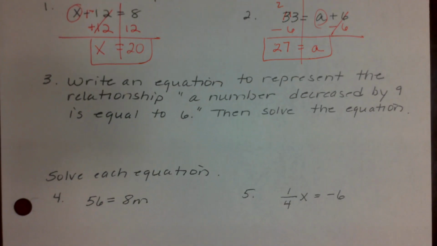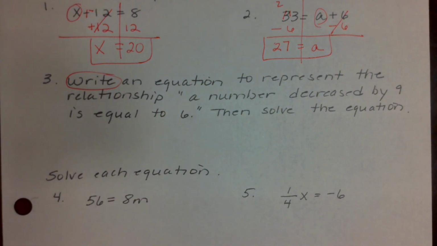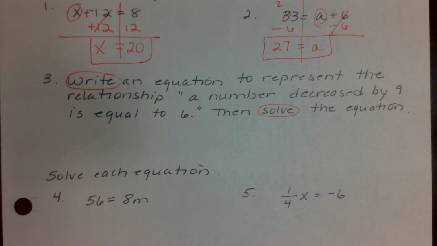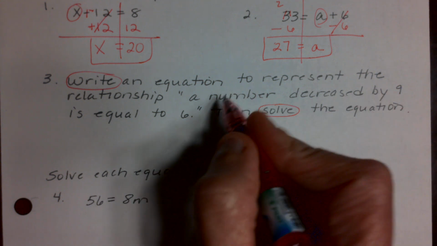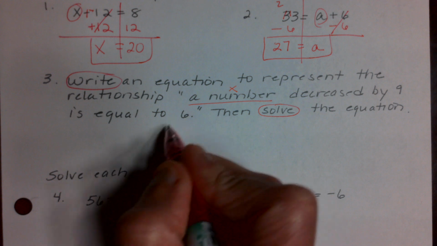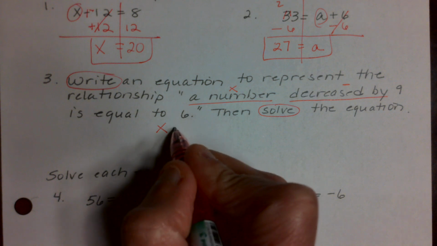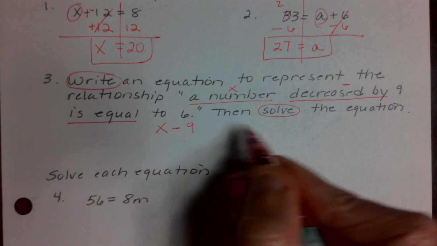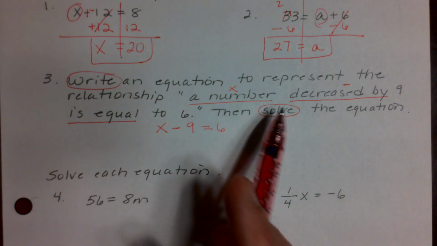Now, in the next one, notice there's two verbs. Write an equation to represent the relationship, and then solve. So we got two different things, so of course there'll be 2 points in here, but you're going to write a number decreased by 9. So remember, a number is like your x. So x decreased by, that is a subtraction, 9. Is equal, that's equal to 6. So I've got my equation right there. Now I have to solve it.